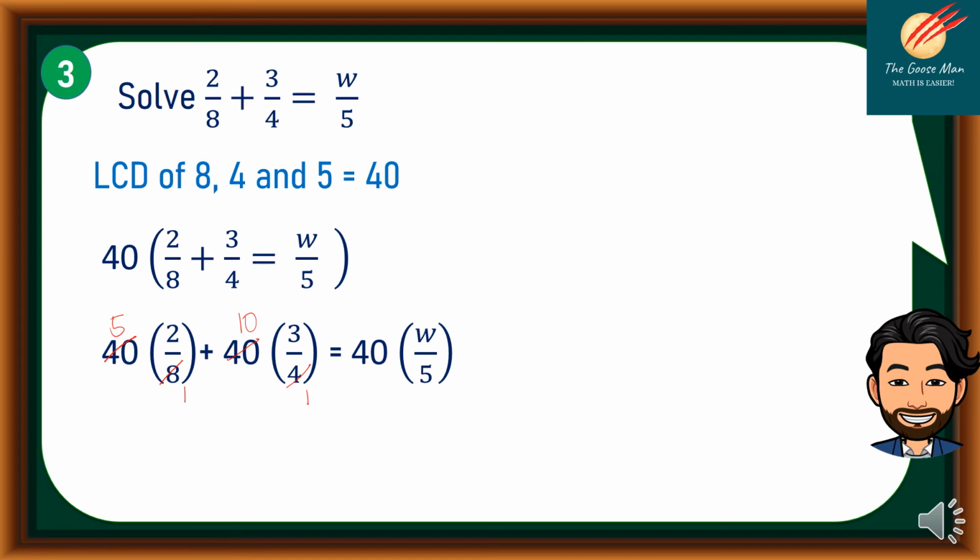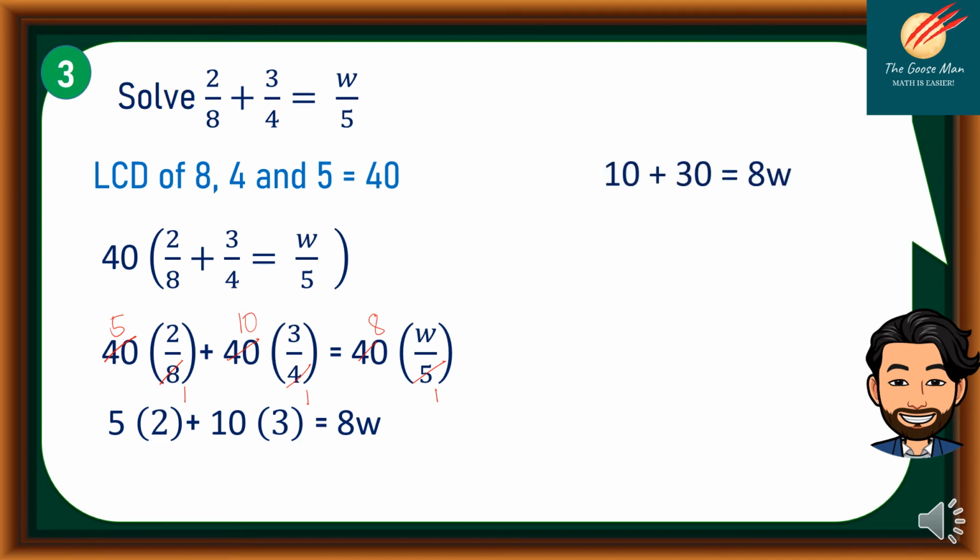Next, 40 divided by 5 is equal to 8, and 10 divided by 5 is equal to 2. So we have the simpler term of 5 times 2 plus 10 times 3 is equal to 8 times W. Simplifying it further, I have here 10 plus 30 is equal to 8W. So it means that 40 is equal to 8W. Then, divide both sides of the equation by 8. So W is equal to 5.